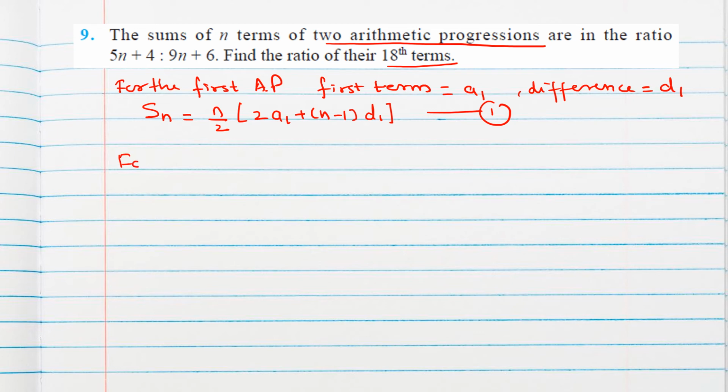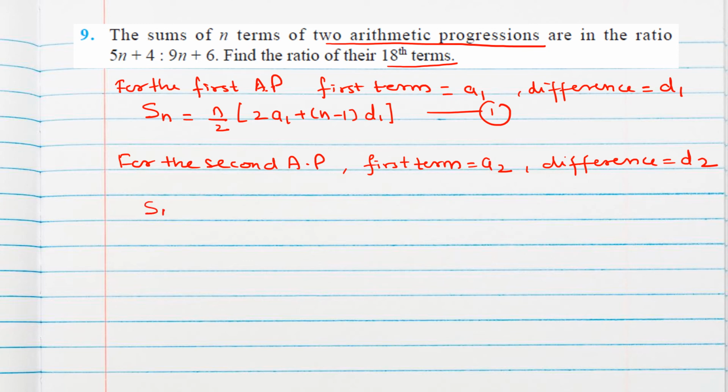Then for the second AP, the first term will be, suppose, a2, and difference will be d2. So for this the Sn formula will be n by 2 times 2a2 plus n minus 1 d2. This is equation 2. Now the condition is they are in the ratio. Equations 1 and 2 are in ratio, and that ratio is given by this one.